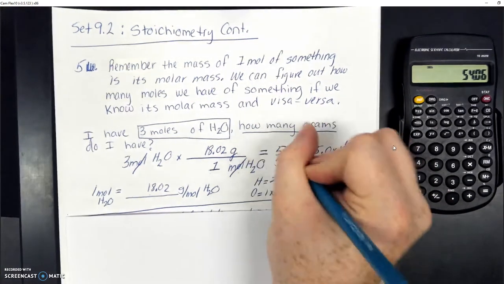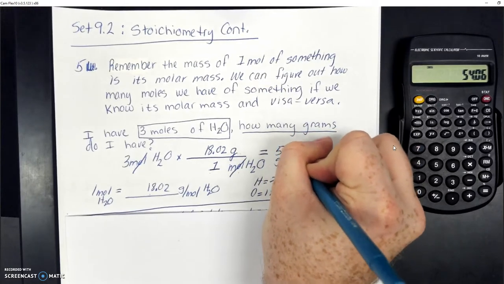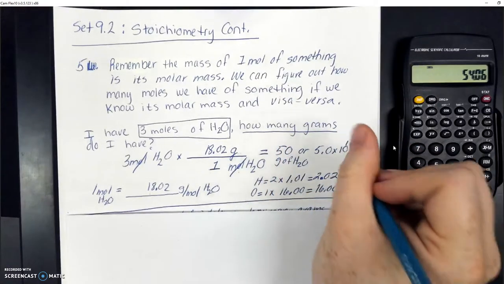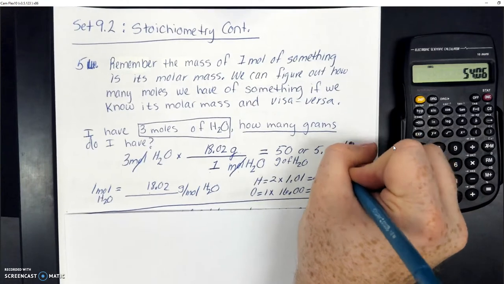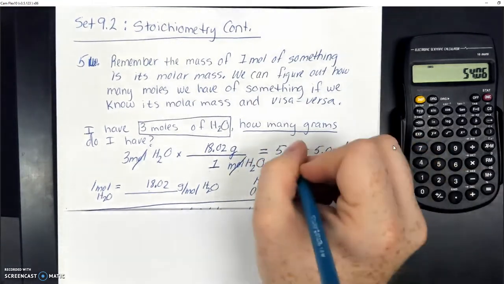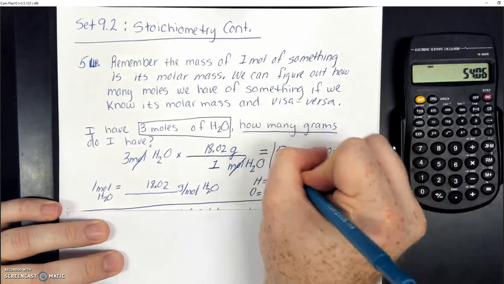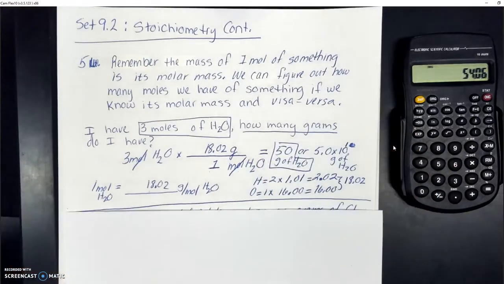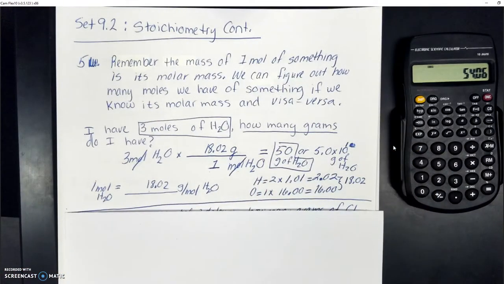to this, and it's grams of water or grams of H2O. Either one of these are correct. This would be a more realistic answer because there's only one significant figure here.